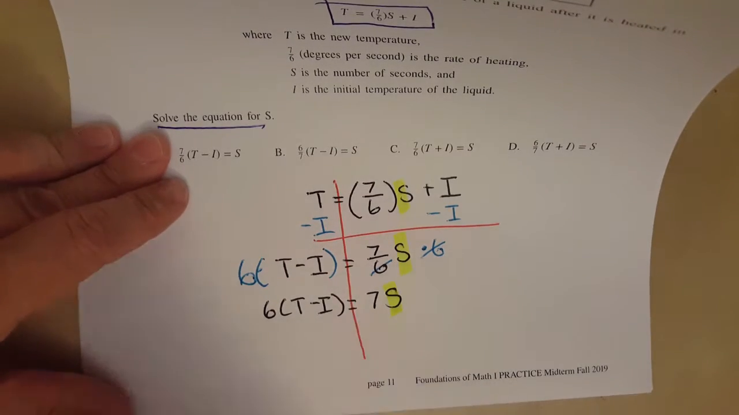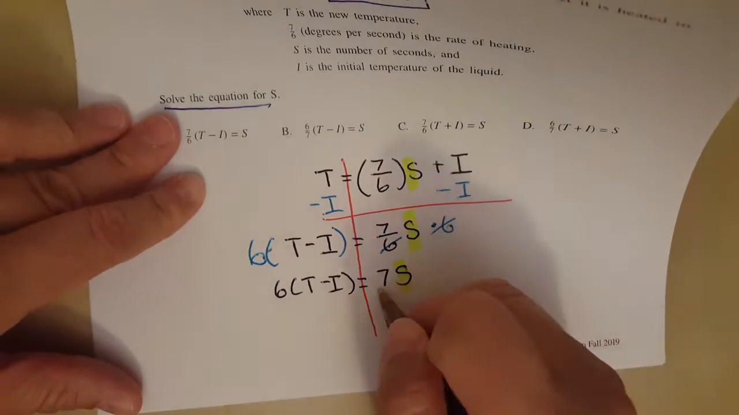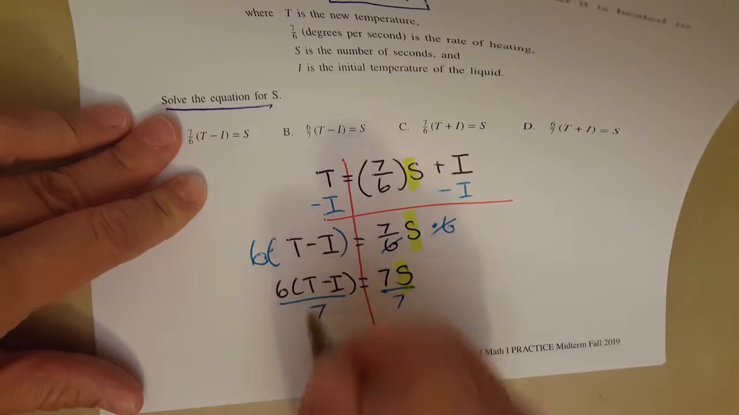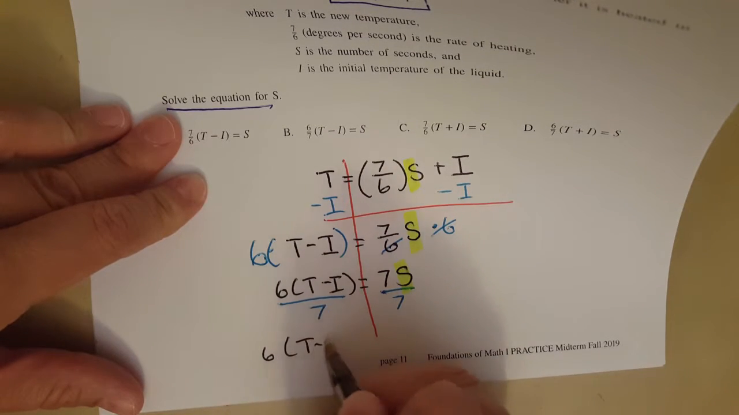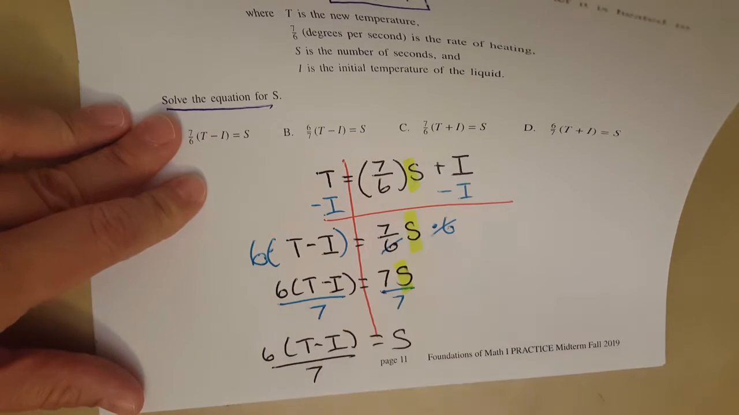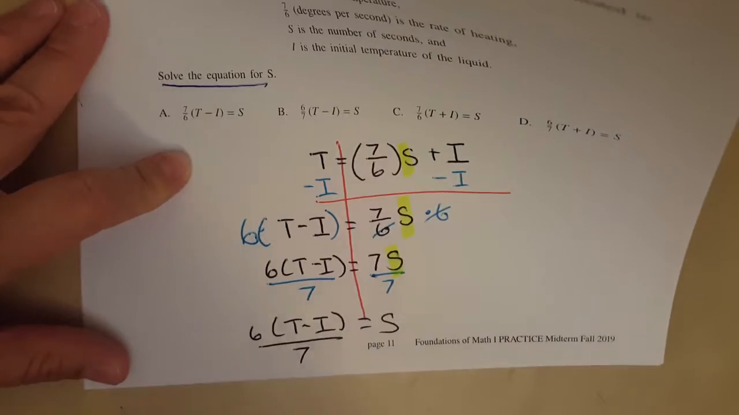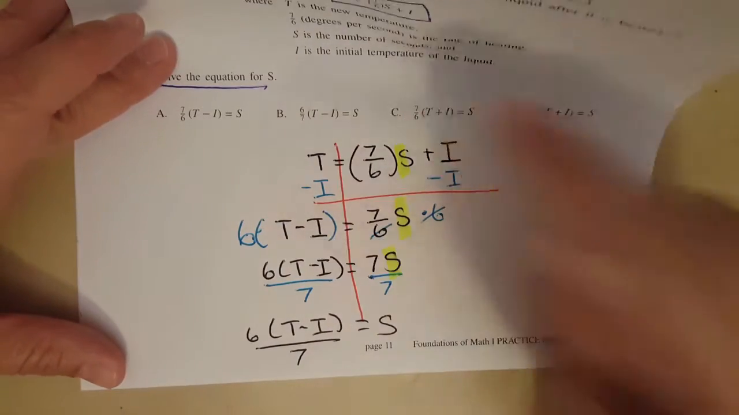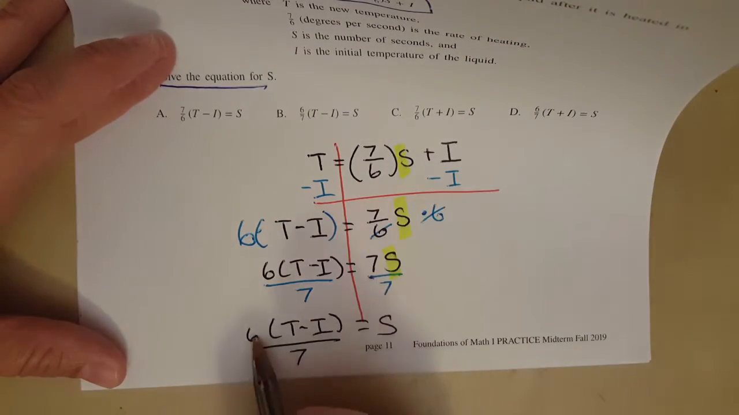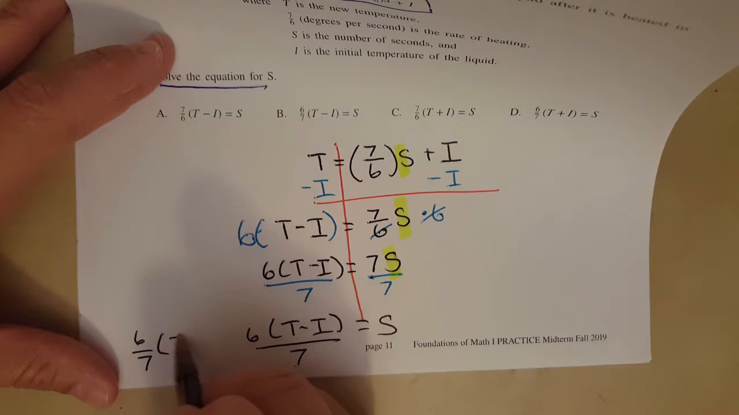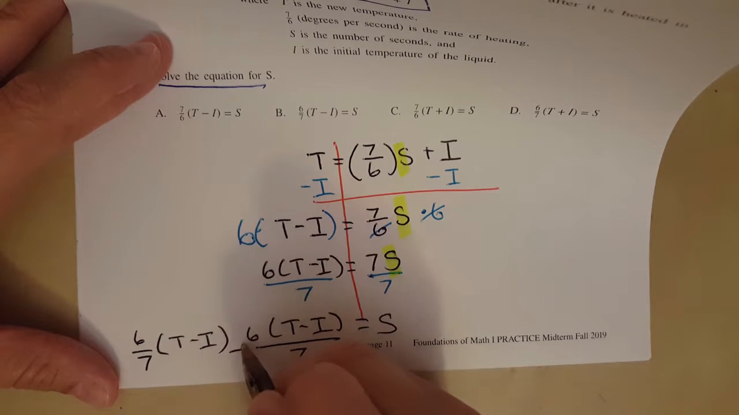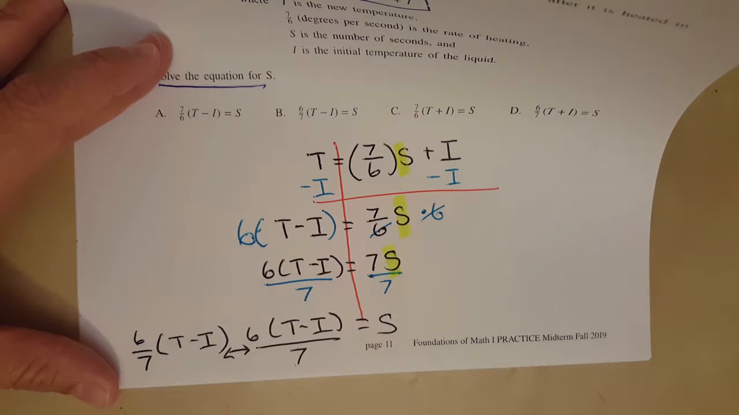Now, the opposite of multiplying S by 7 is dividing by 7. So I get 6 times T minus I divided by 7 equals S. Now notice none of the answer choices are written quite like that. But I really have 6 over 7 here, and that's times this T minus I. So it's just written a little bit differently. Both of these are the same thing.